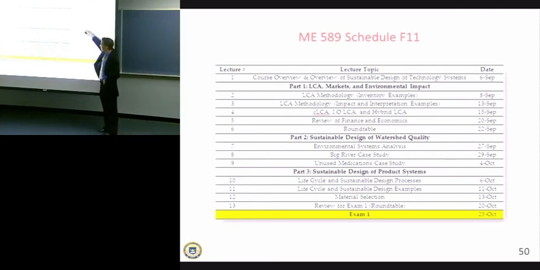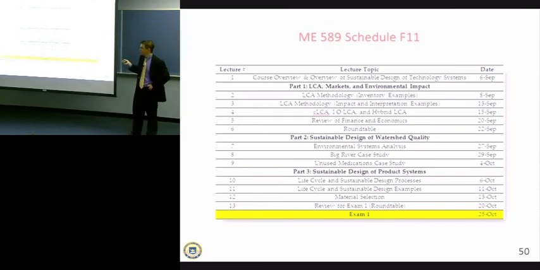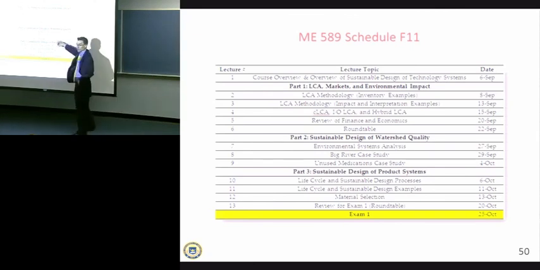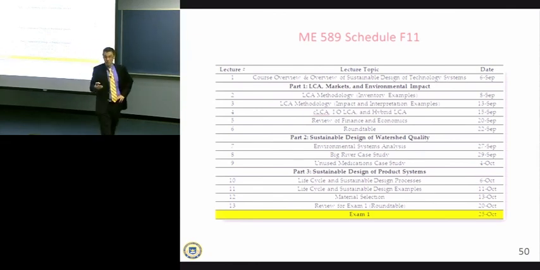Part 2 is on sustainable design of watershed quality. We'll do some basic environmental systems analysis. You'll learn what biochemical oxygen demand is. We're going to look at a case study of unused medications and take-back programs versus flushing them down the toilet or putting them in the trash. We'll look at these 2 case studies, the Big River and the unused medications. We'll look at them quantitatively. You'll get exposed to some applied optimization in the Big River problem here. We'll look at that in Lecture 8.